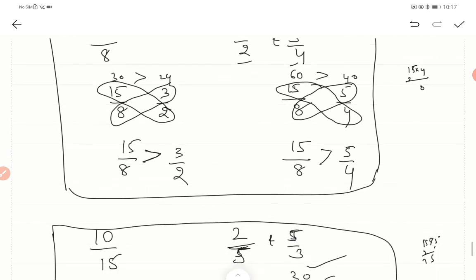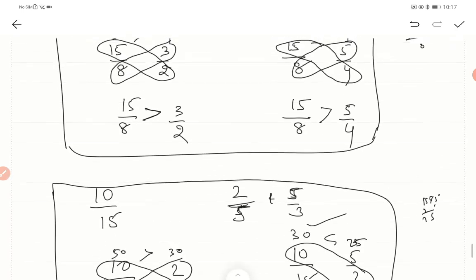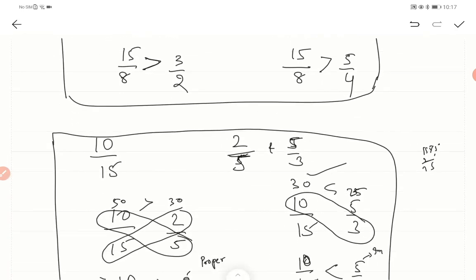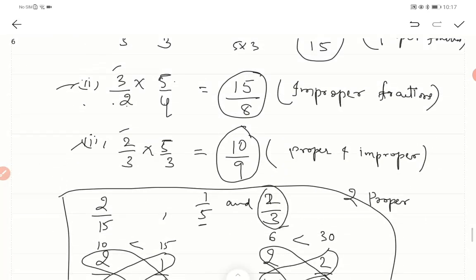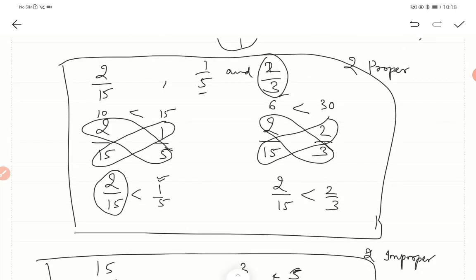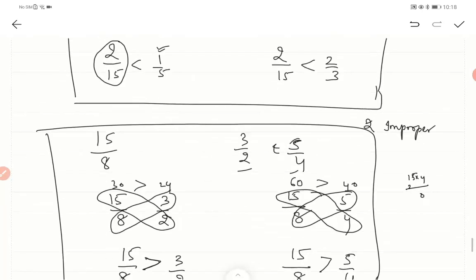Now the third one, which is a mixture of proper and improper, can be anything. So for observation we have done this, and you need to get to some conclusions, which I have concluded. When two proper fractions are multiplied, the product is always less than the individual fractions given. Whereas for improper fractions, the product of two improper fractions is always greater than the individual fractions.